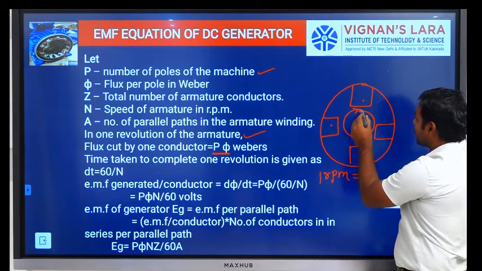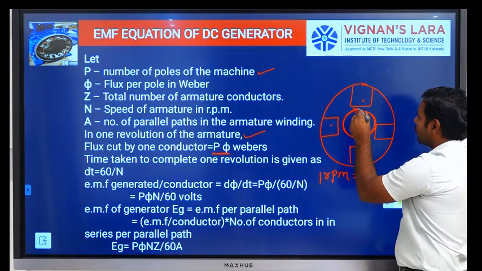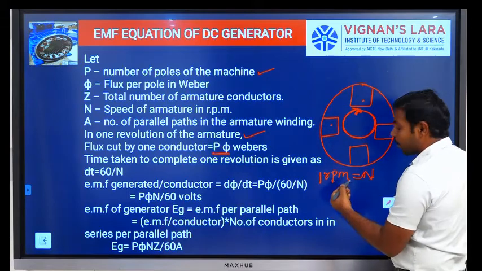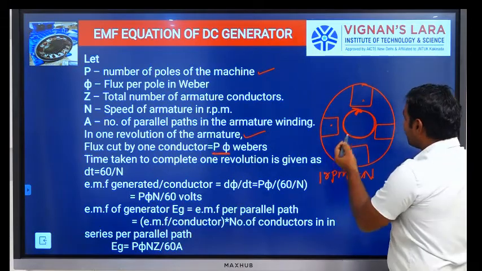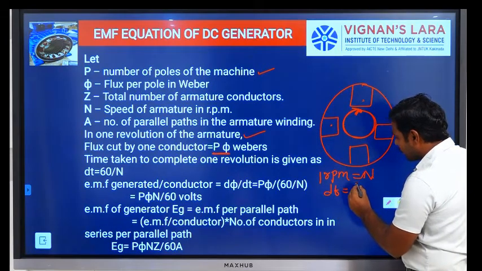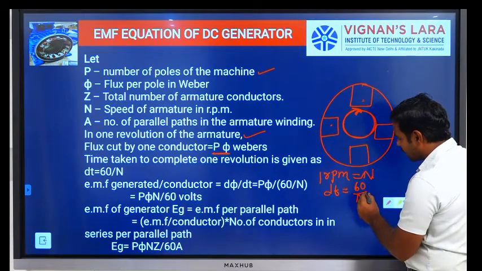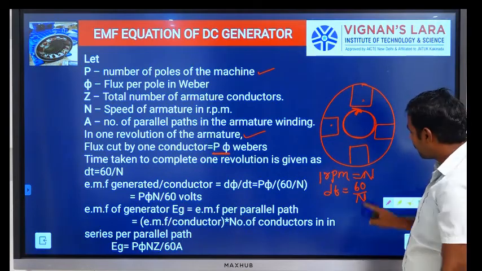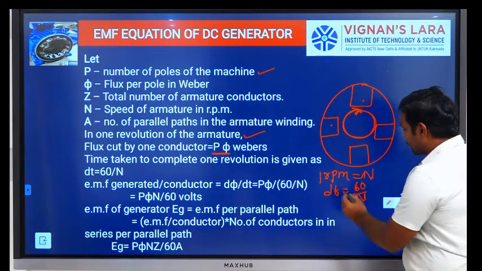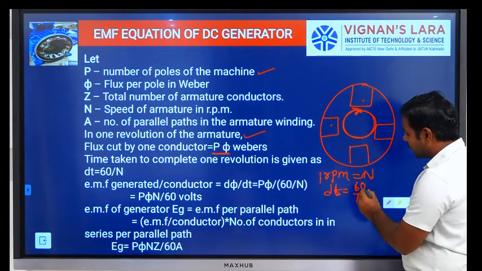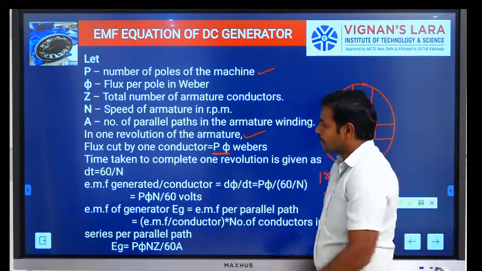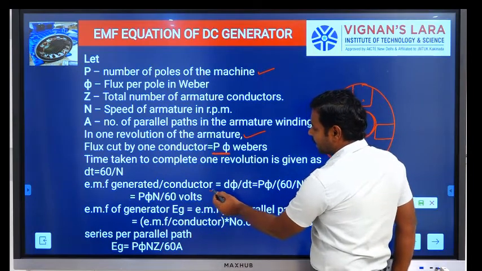Time is always considered in seconds, which is why we use RPS, or revolutions per second. So the time taken to complete one revolution, dt, is equal to 60 divided by N, because the relation between minutes and seconds is 60. So dt is equal to 60 divided by N. Now, the EMF generated per conductor.